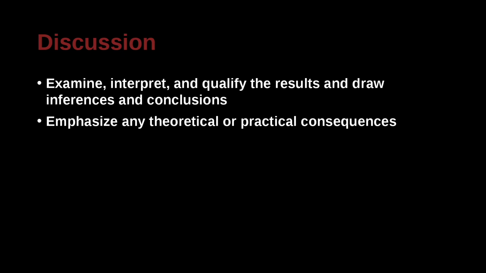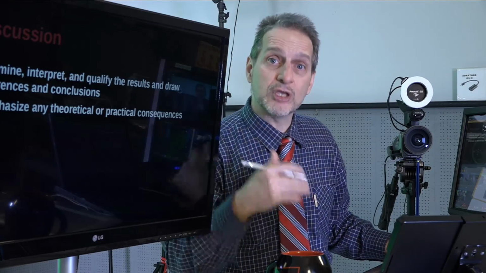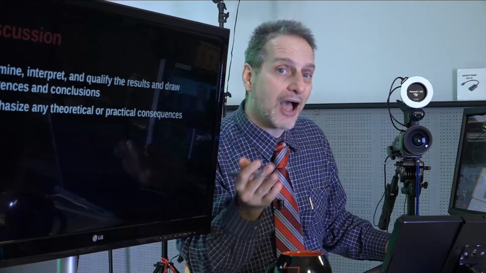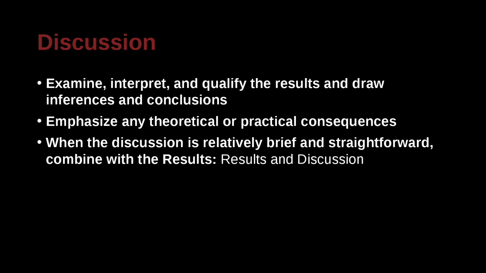And this is important in hard science and in the humanities. In both cases, you cannot just state that A is bigger than B, thank you very much, game over, that's all. No, you really need to come out and say, A is bigger than B, and that is important because, why? Tell me, why is that important? This is a key idea of the discussion. When the discussion is relatively brief and straightforward, then it may just be called results and discussion. That is to say, it's short, so we just write results and discussion. That's one section.